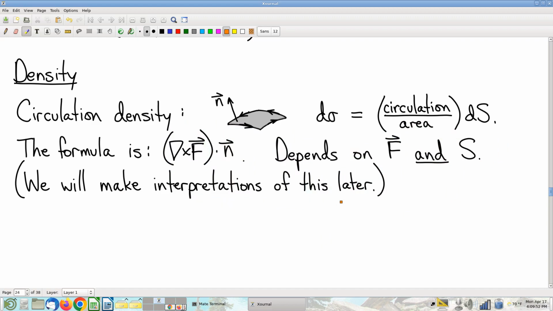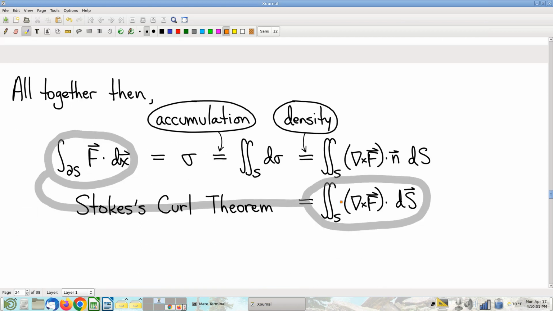All right, we're ready to put it all together. Is everybody okay so far? All right. Here we go. Here's Stokes' theorem. Let me walk you through how to put the pieces together.